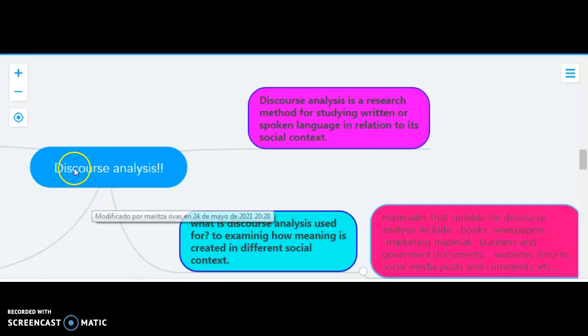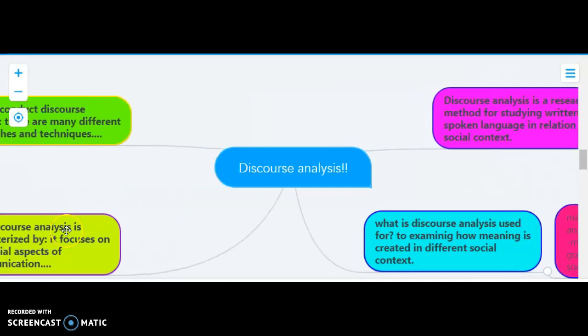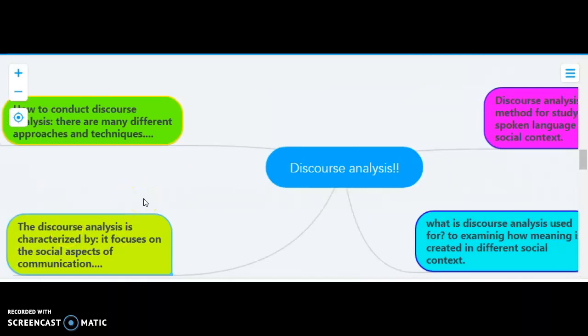And then we have that discourse analysis is characterized by its focus on the social aspects of communication and the ways people use language to achieve a specific effect. For example, when you want to build trust, to create doubt, to evoke emotions, or to manage conflict.